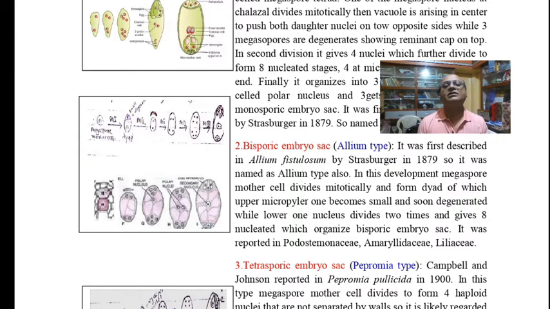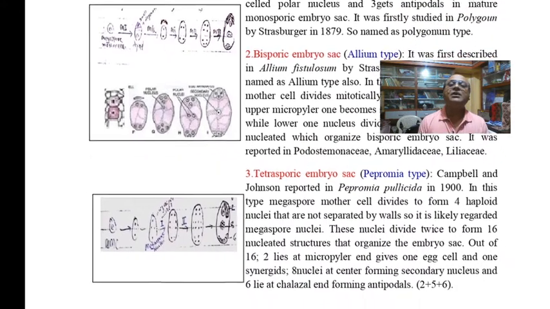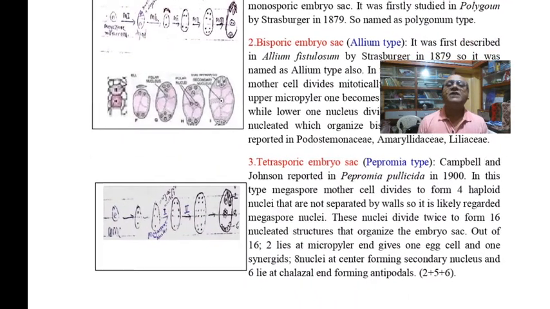But what is the difference between the two? Only that after the dyad of the megaspore mother cell, both of the 2 cells take part in the development of the embryo sac. It was first discovered in Allium fistulosum by Strasburger in 1879, so it is also called the Allium type of the embryo sac.